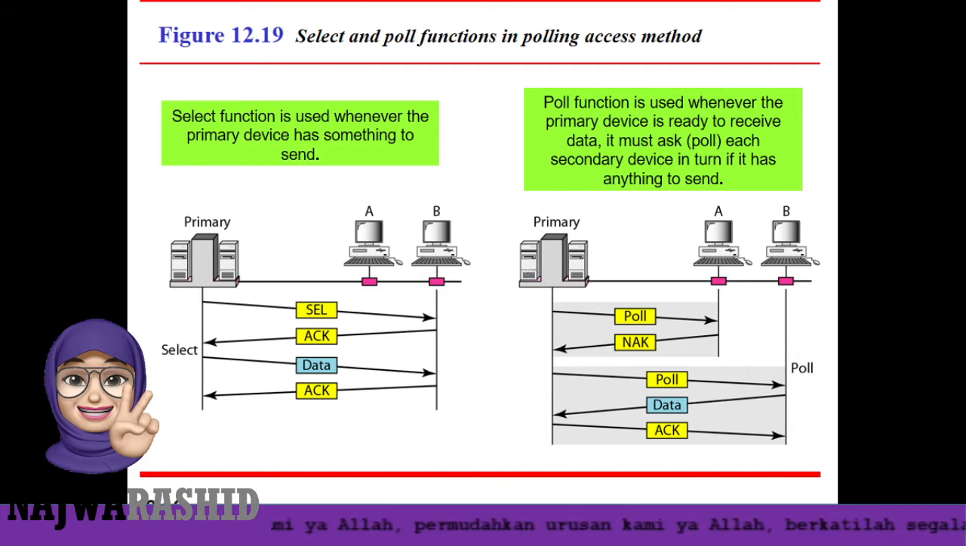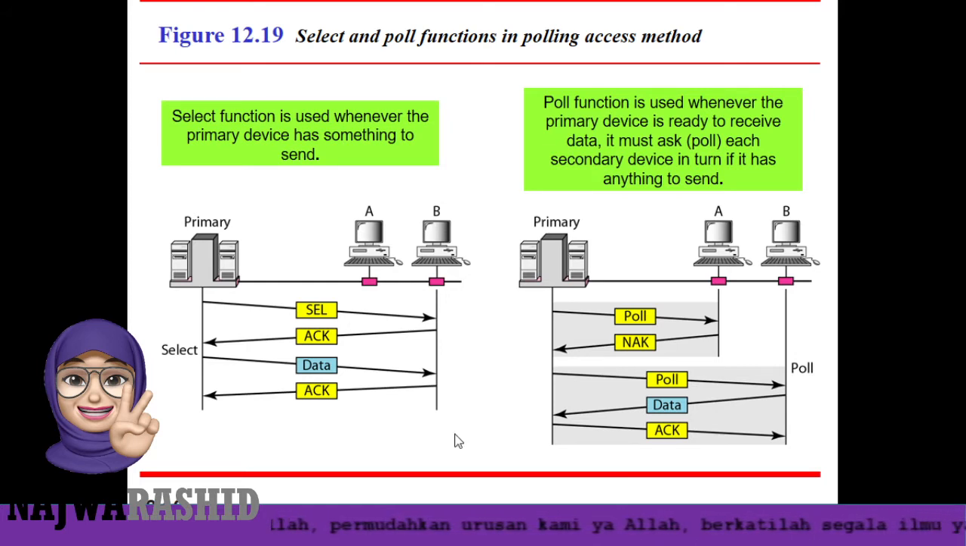The poll function is used whenever the primary device is ready to receive data, and it must poll each secondary device in turn to ask if it has anything to send. So there are two functions that you need to remember. The first one is the select function. The second one is the poll function.